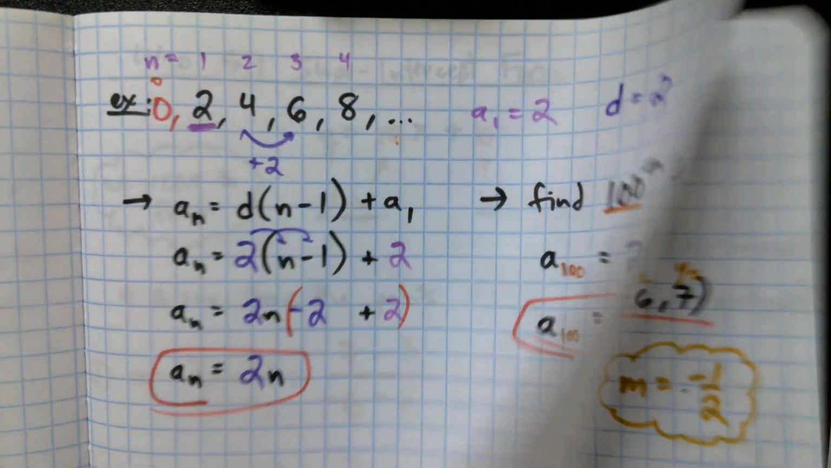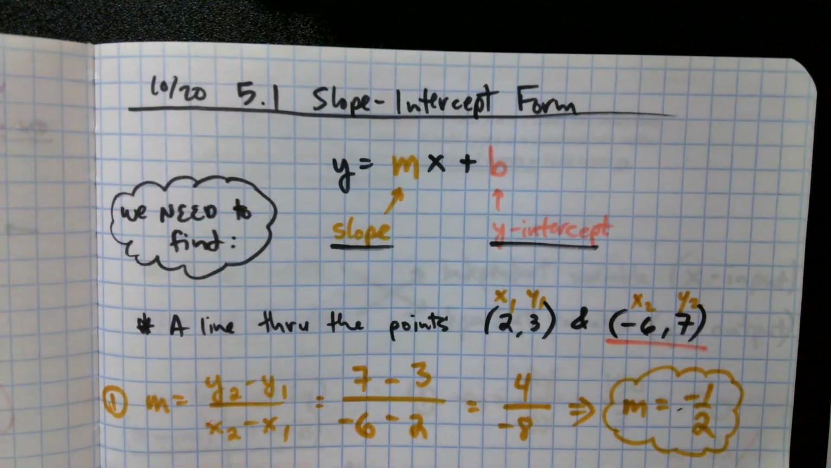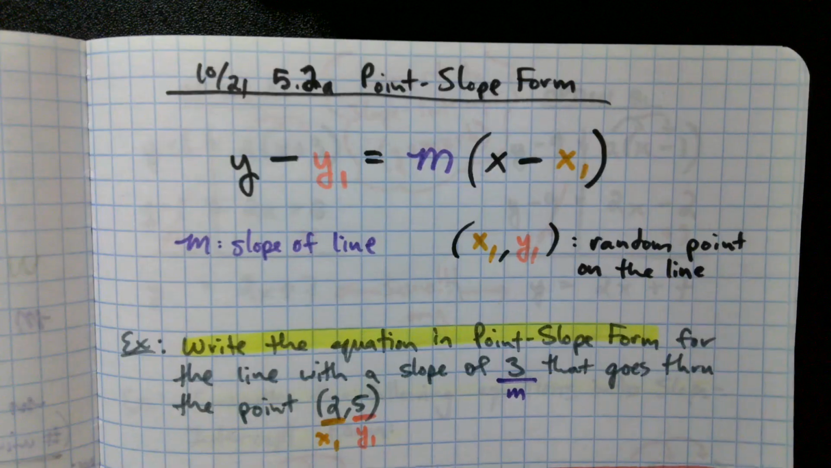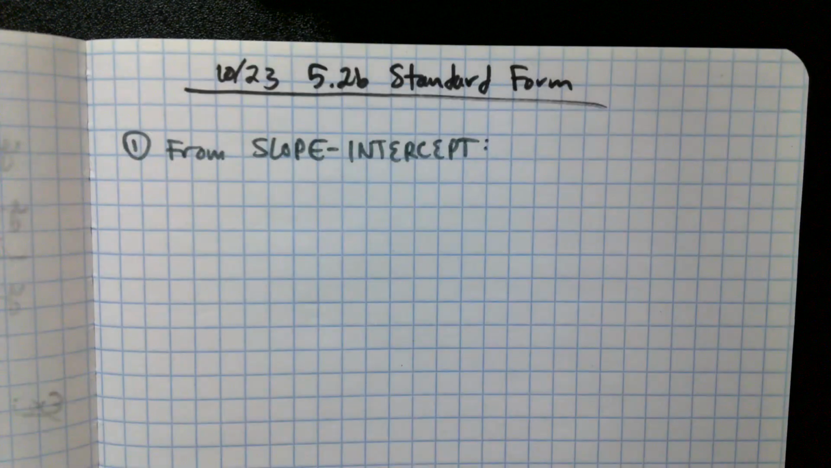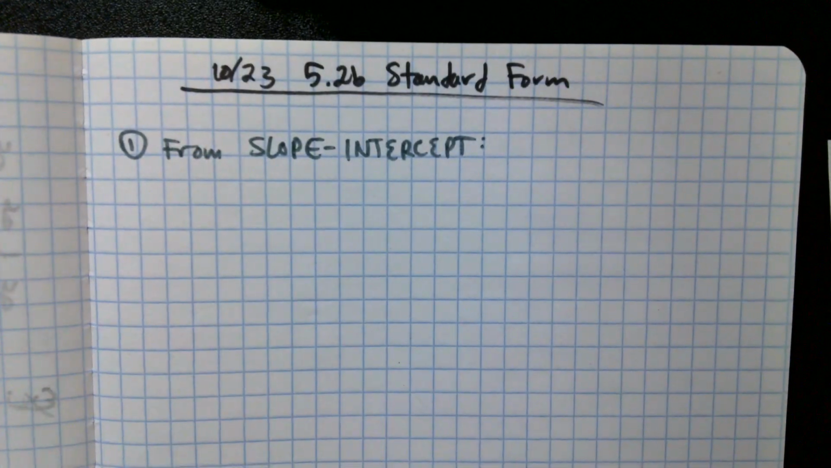If we take a look back, we started with slope-intercept form. Then we talked about point-slope form. Now we're going back to our good old friend, standard form.